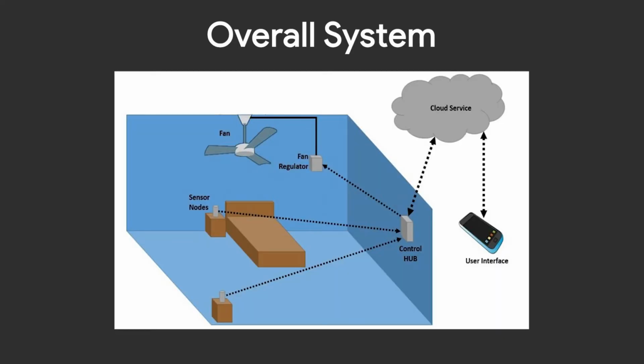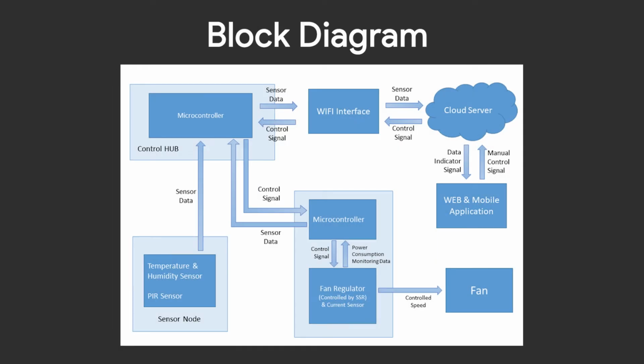This is the overall illustration of the proposed system. Functionality of the system is shown in this block diagram. Fan controller is designed in a way that it can replace existing fan regulators. It consists of a Node MCU microcontroller for bidirectional communication of data and control signals, a relay module to switch speed levels of the fan, and a current sensor for real-time current monitoring.